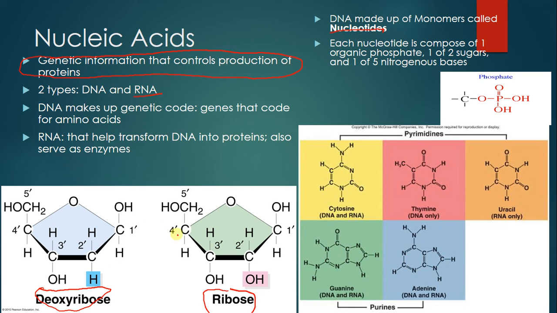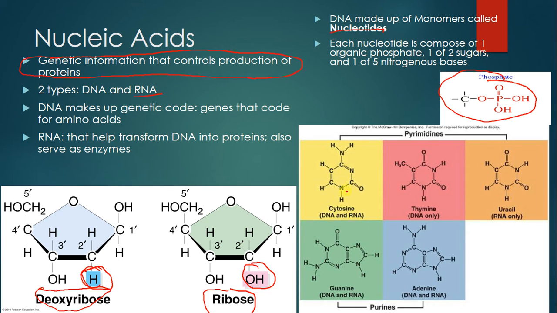And here's a comparison. The only thing that's different between those is the 2' carbon on the ribose has a hydroxyl group, but the deoxyribose just has a hydrogen and no hydroxyl group. Then all nucleotides have a phosphate group and one of 5 bases.